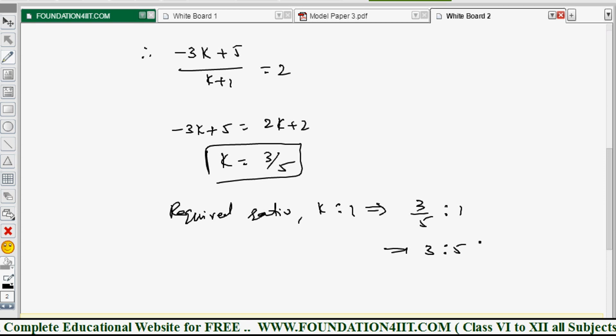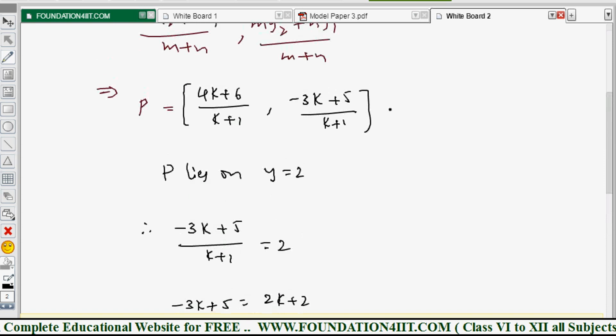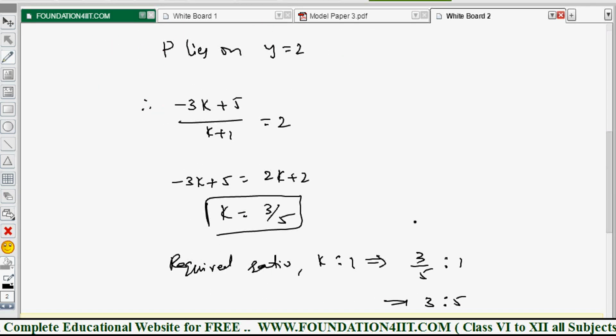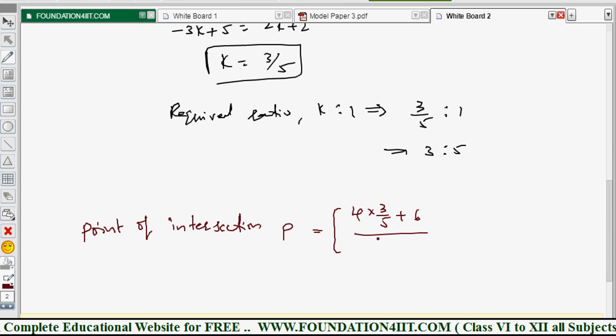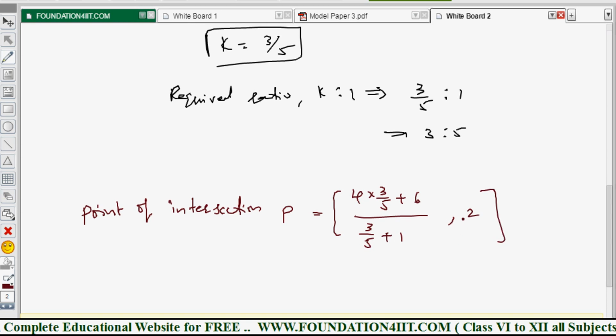Now in the place of k, if we substitute the 3 by 5 value, we get the point of intersection. Okay, this is the point P. So the point of intersection P is equal to (4k plus 6) by (k plus 1), so 4 into 3 by 5 plus 6 by 3 by 5 plus 1, comma, y value is 2. Already y is equal to 2 is given, so we need not substitute and simplify. Anyway, we'll get the value 2.